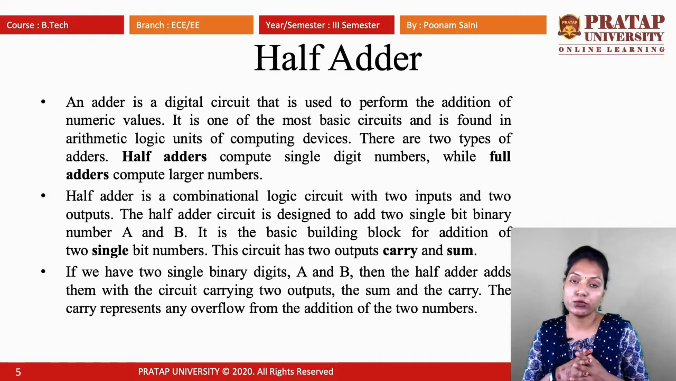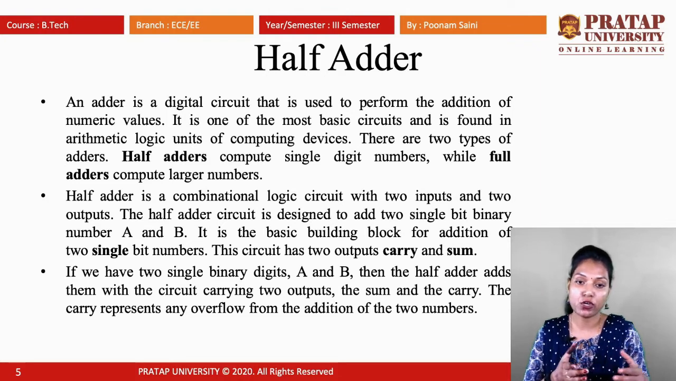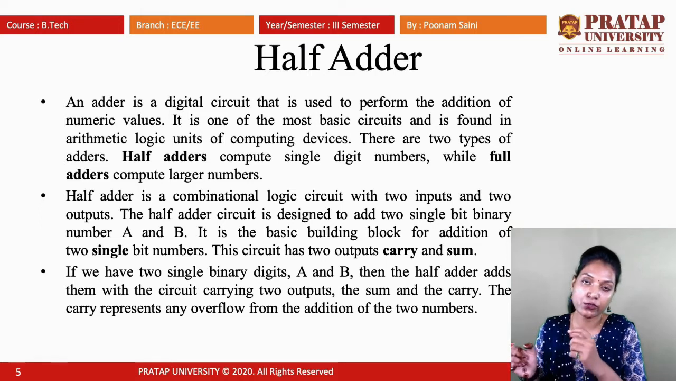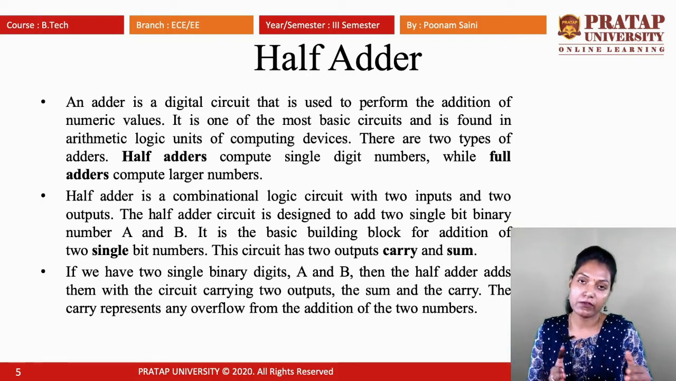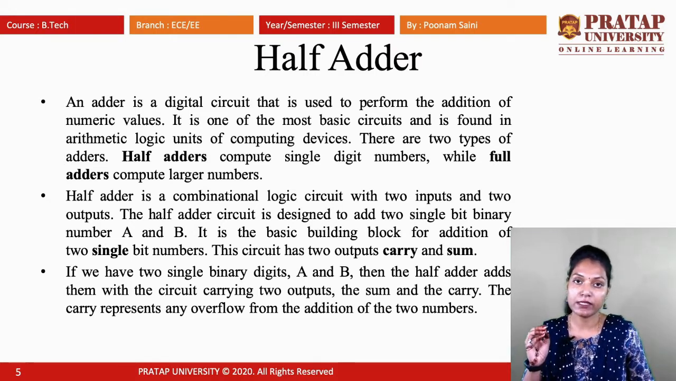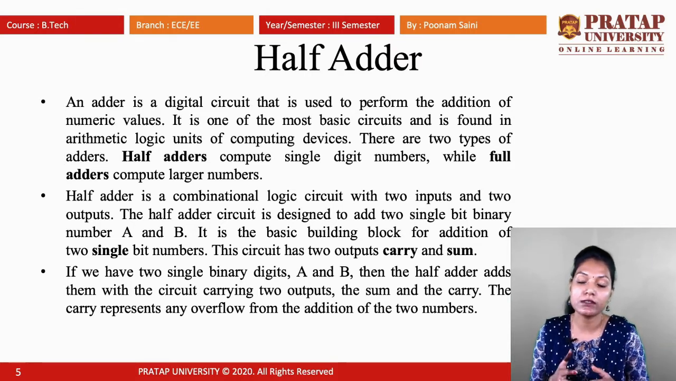There are two types of adders, the half adder and the full adder. A half adder is a combinational logic circuit with 2 inputs and 2 outputs. A and B are the 2 inputs, and the outputs are, when we add the 2 inputs, A plus B, the sum as one output and the carry as the other output. The half adder is designed to add 2 single bit binary numbers, A and B. It is the basic building block for addition of 2 single bit numbers.